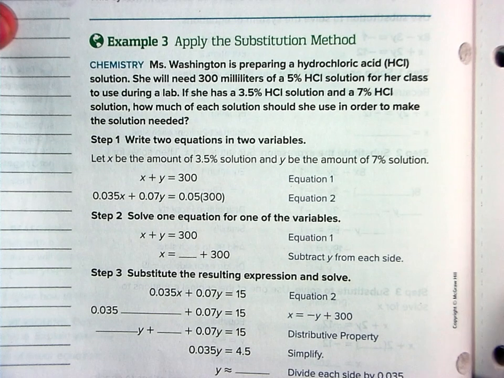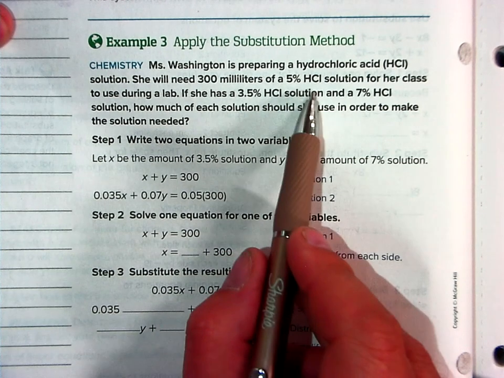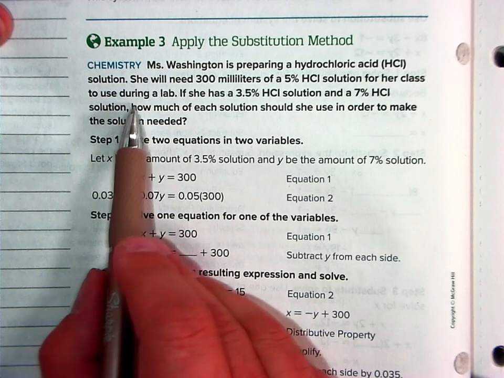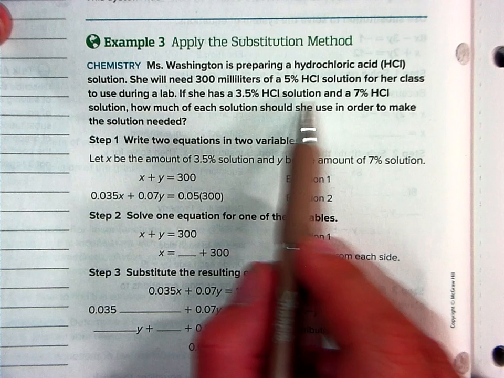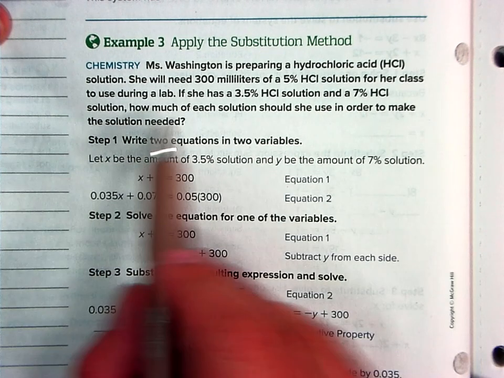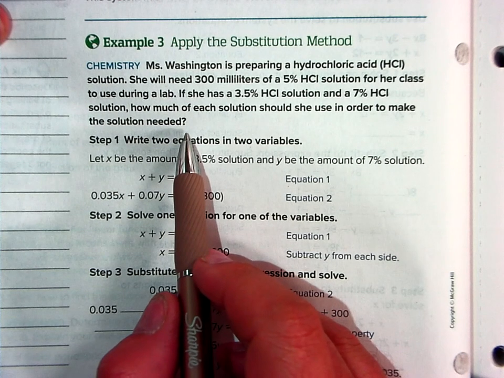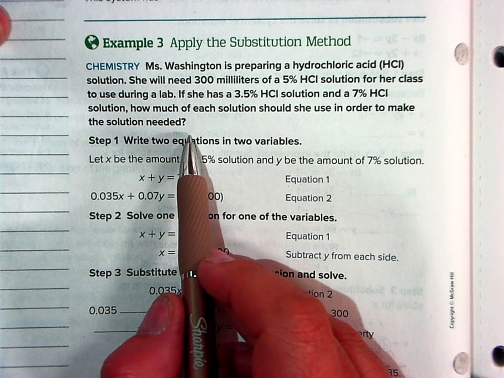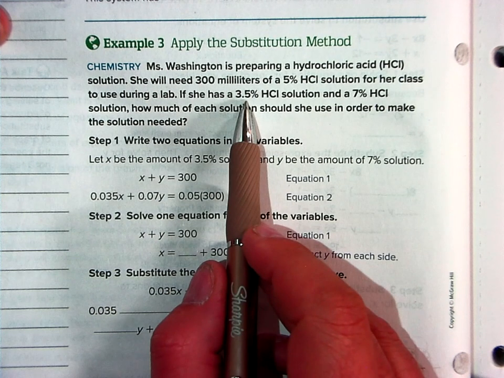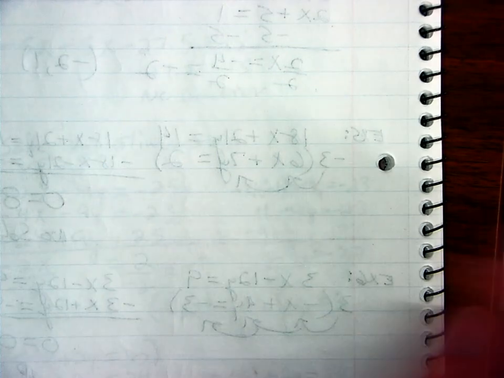Miss Washington is preparing a hydrochloric acid solution. She will need 300 milliliters of a 5% HCl solution for her class to use during a lab. If she has 3.5% HCl solution and 7% HCl solution, how much of each solution should she use in order to make the solution needed? The hardest part about this question is setting it up. I'm not even joking. So what do we have? We have 3.5 and we have 7. So those should be our variables. It needs 5. Yep, we'll get there in a second.